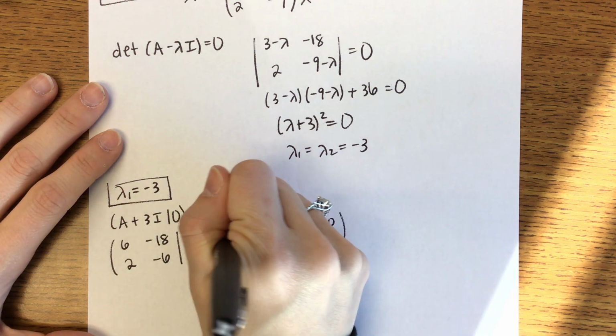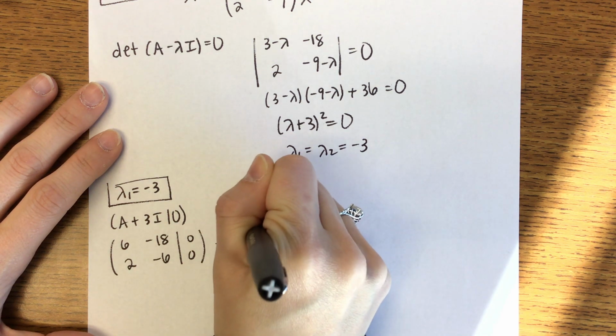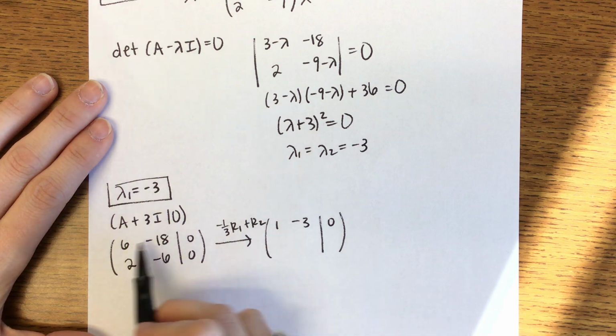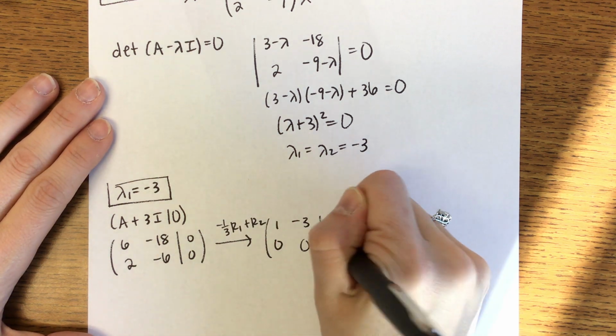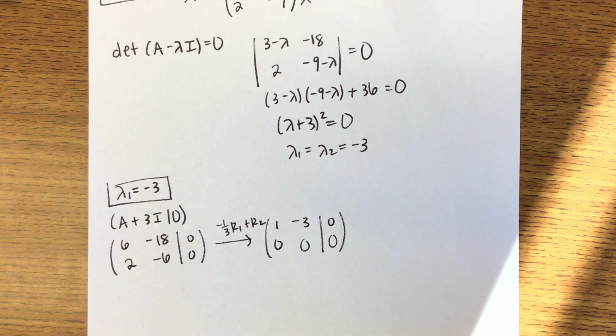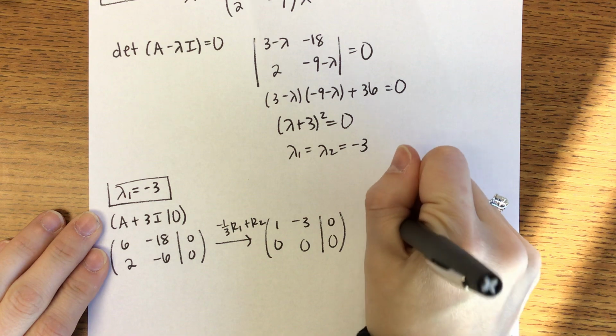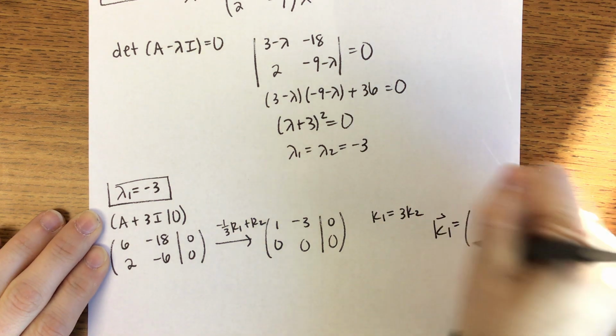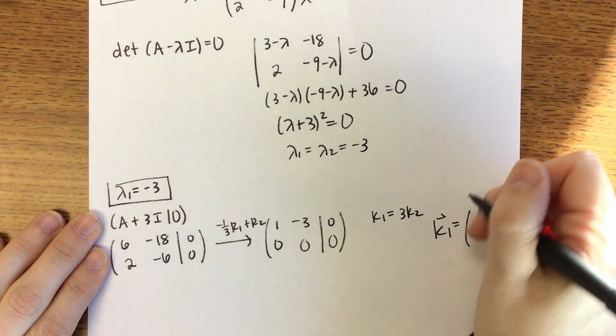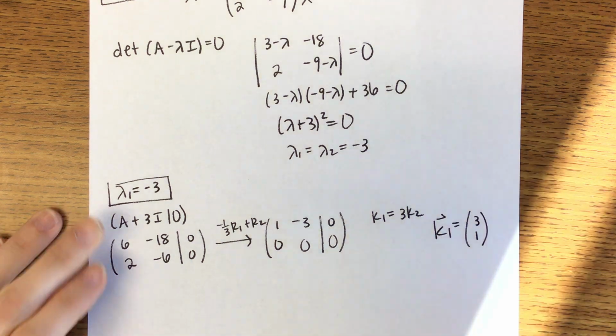Then if I take negative 1/3 row 1, I can add it to row 2. So negative 2 add 2 is 0. 6 add negative 6 is 0. Okay, so we get k1 is equal to 3k2. So our first eigenvector, if I plug in a 1 for k2, I get a 3.